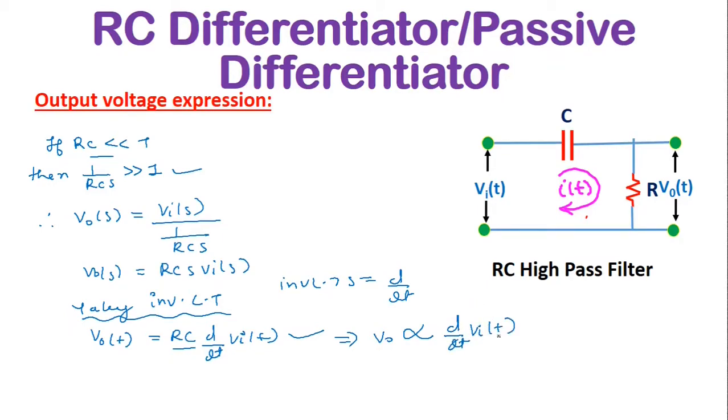So the output is a linear function of the input only when this RC is very much smaller than the time period T of the input signal. This RC is called the time constant of the differentiator, and we will get this proportional equation only when RC is very much smaller than the time period T of the input signal.